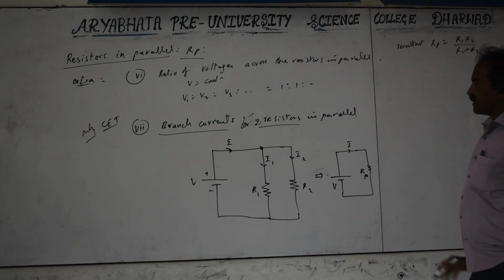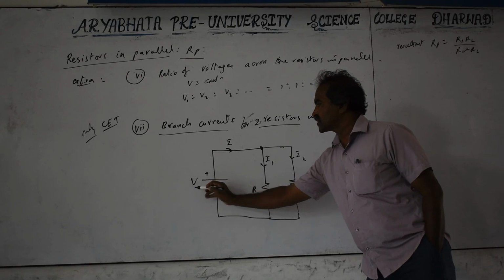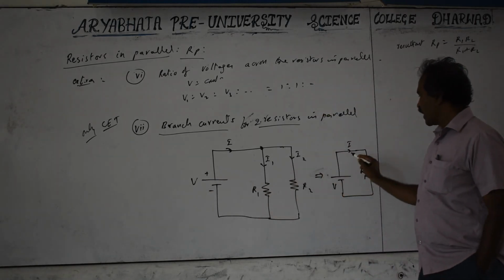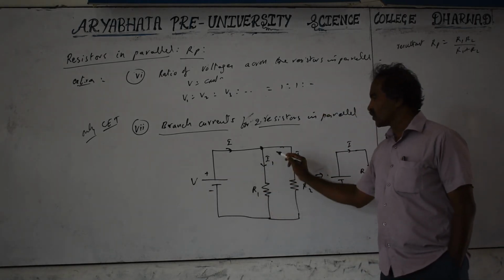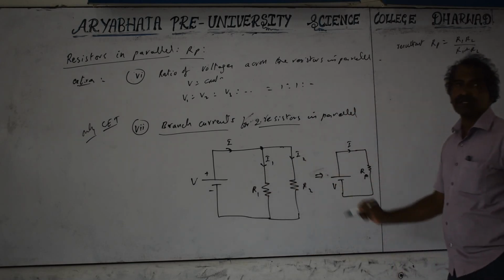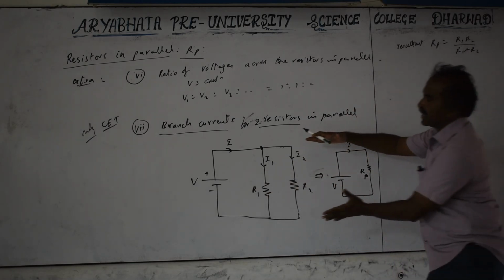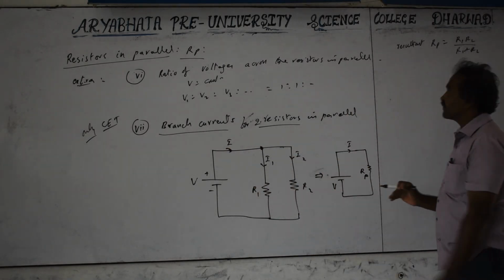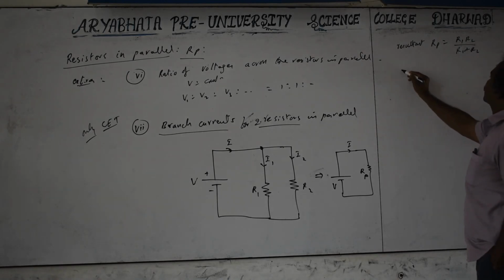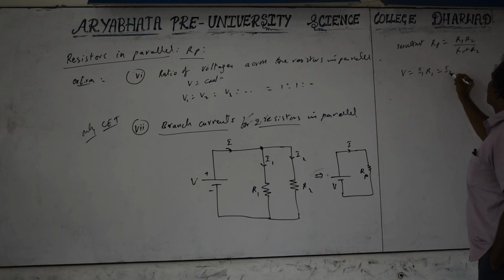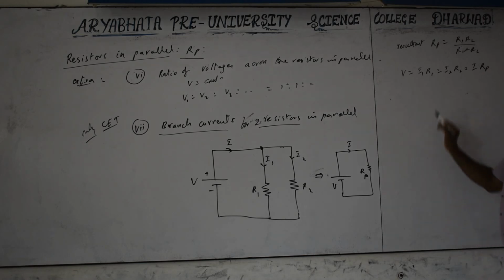What is the same for parallel combinations? Voltage is the same, that means V is constant. V = I × R parallel, V = I1 R1, V = I2 R2. V is the same for the parallel combination because it is the same battery for both. So I1 R1 = I2 R2 = I × R parallel. From this relation you get I1 and I2.